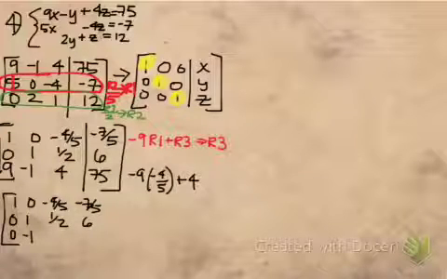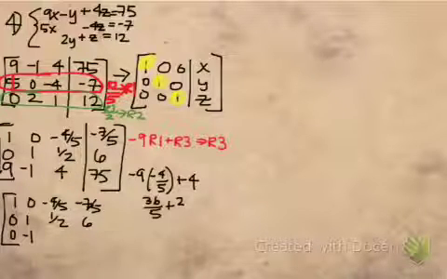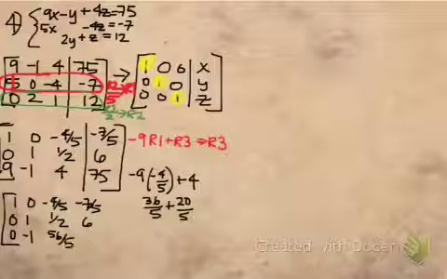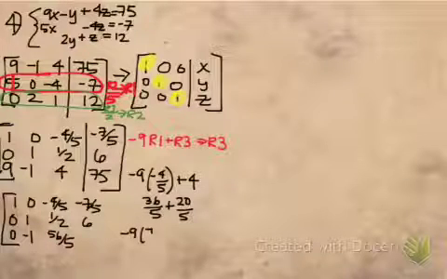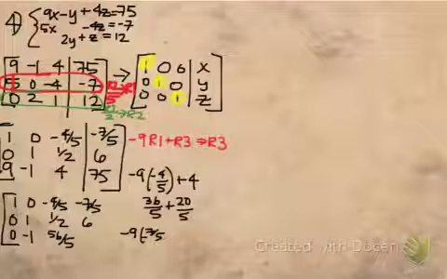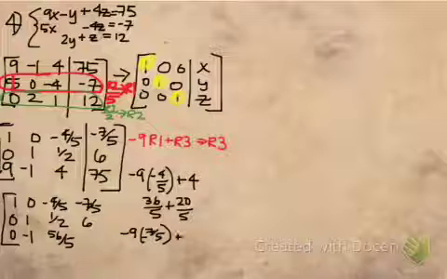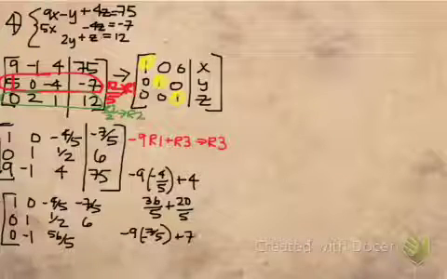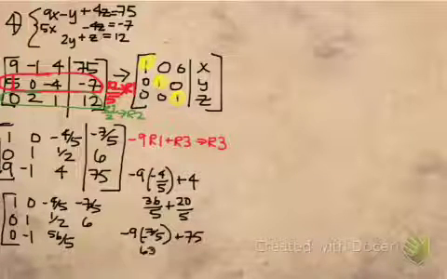And then I have to add 4 to that. So 36/5 plus 4, which is 20/5, gives me 56/5. And then the last part we have to do 75. So -9 times -7/5 plus 75. So -9 times -7 is 63.